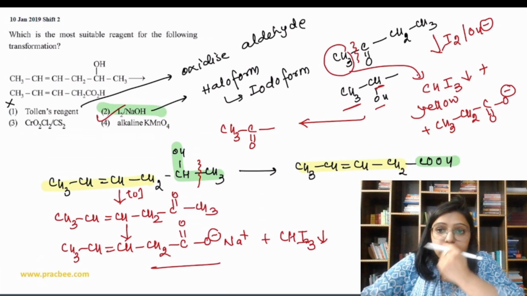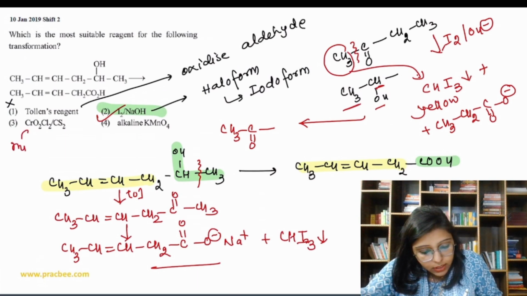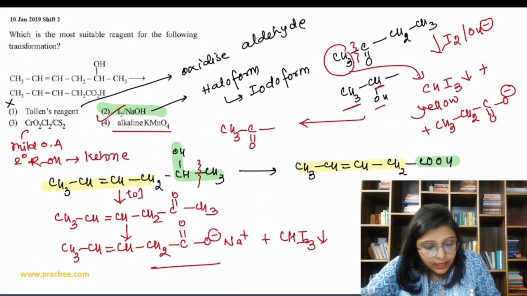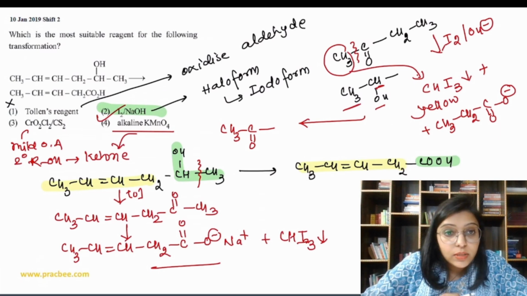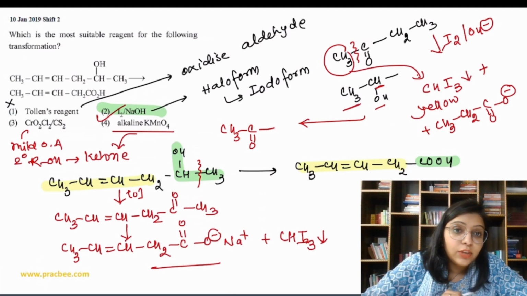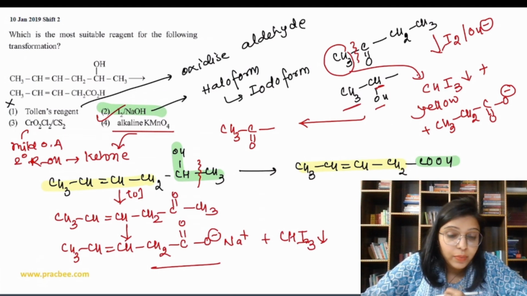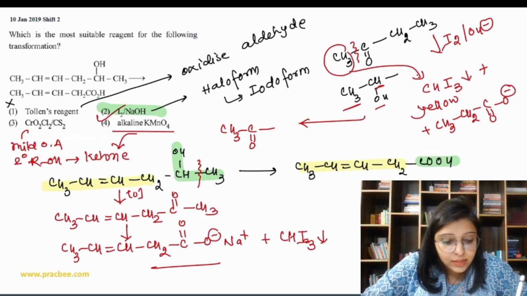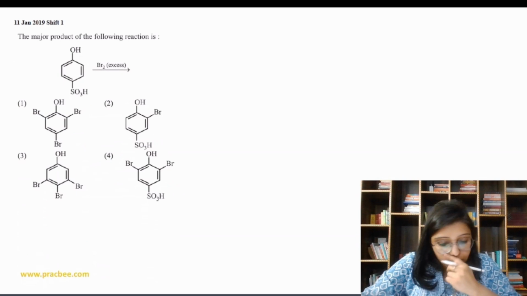Okay, we cannot use the third one because the third one is CrO2Cl2 in CS2. So this is again a mild oxidizing agent. So we have a 2 degree alcohol, and a 2 degree alcohol is converted to ketone. And alkaline KMnO4, again 2 degree alcohol is converted to ketone. If we want carboxylic acid, we must do haloform reaction, and for haloform reaction we must have methyl ketones. Okay, not isopropyl alcohol, we should be having the secondary alcohol part. Understood? So this is going to be the answer. Now moving on to the next question.